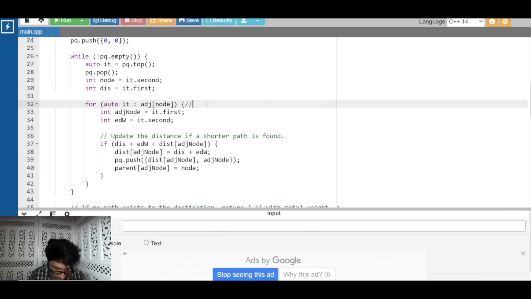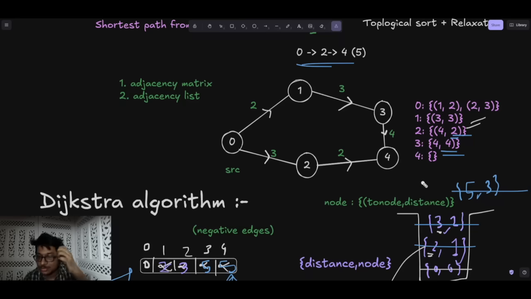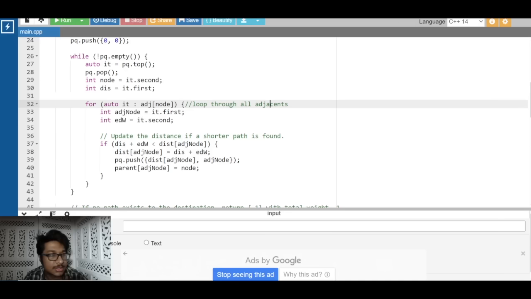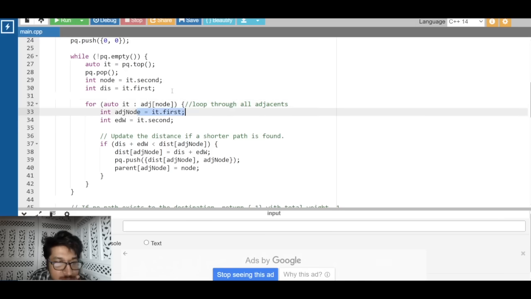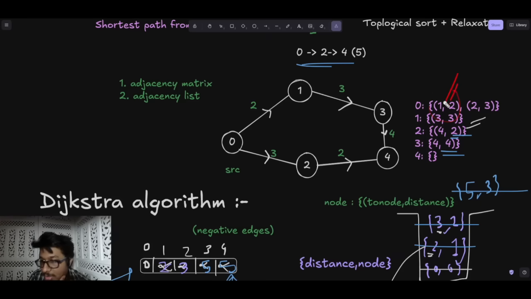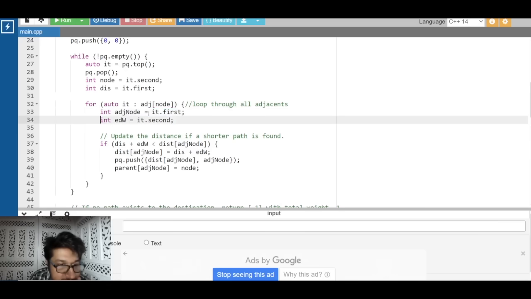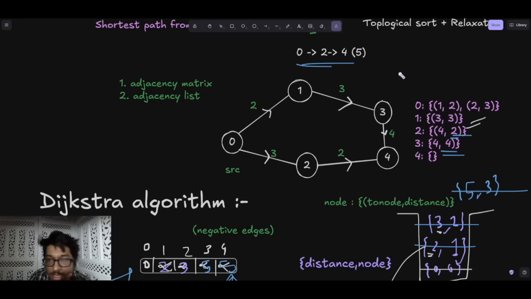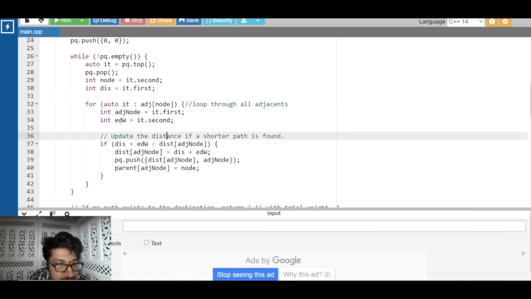So you just loop through all adjacents, and the adjacents are already stored in that particular node in the adjacency list. You saw the representation, right? If I need to find the adjacents of 0, I simply have to do ADJ of 0, and you get to all of these pairs. You get IT dot first, IT dot second. First one is the node, next one is the distance.